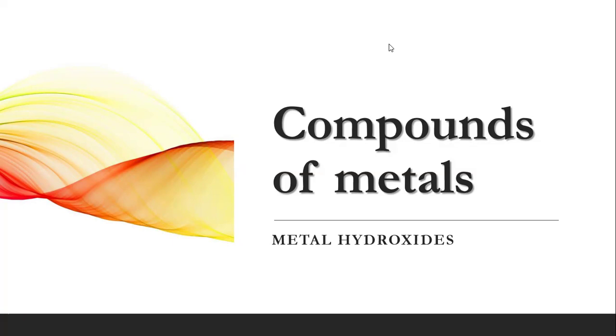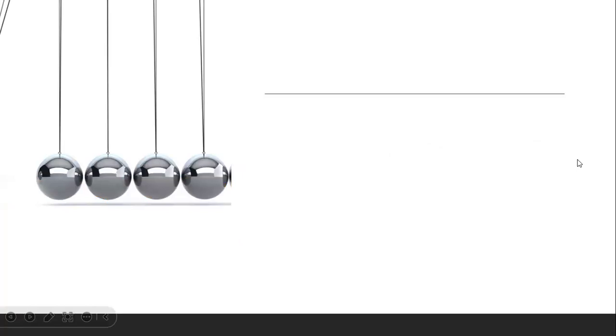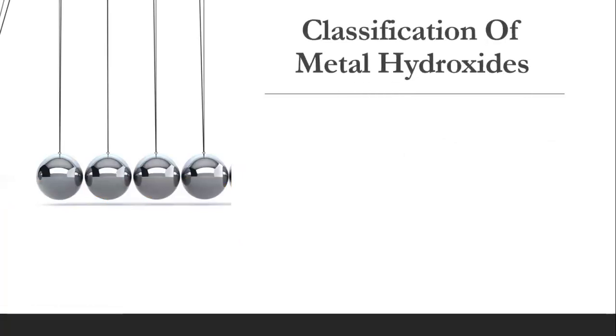Our chapter is composed of metals. We are talking about the metal hydroxides. As in our previous video, we saw these metal hydroxides. So in this video, let's see specifically the classifications of the metal hydroxides. Here we'll see how the metal hydroxides can be classified.